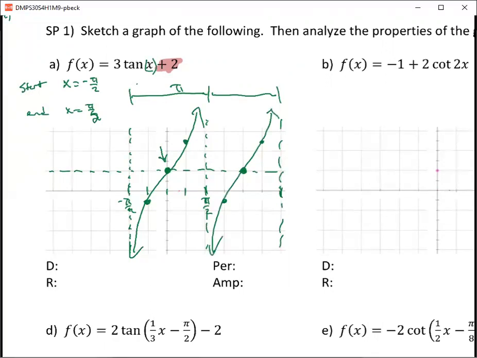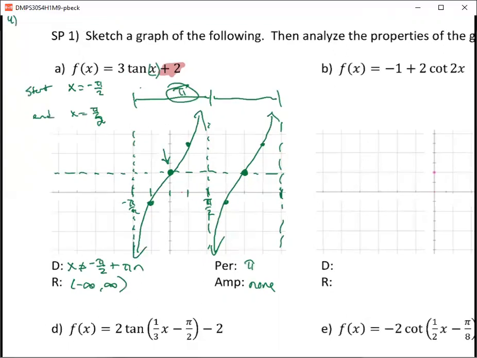So our domain, how did we do it before? x is not allowed to equal one of those asymptotes plus the distance, that's why I had that pi, that distance to the next asymptote. Our period does equal pi because there is no b value. Our range is always negative infinity to infinity for tangent and cotangent, and there are no amplitudes for tangent and cotangent.